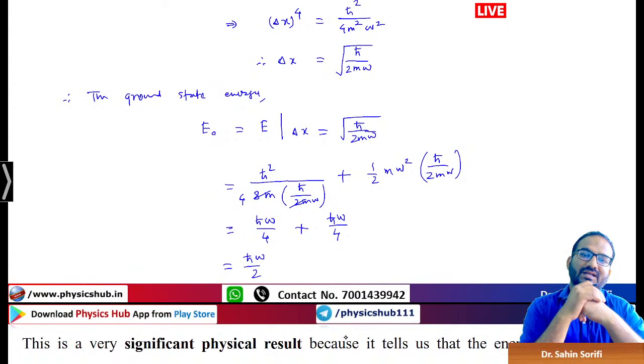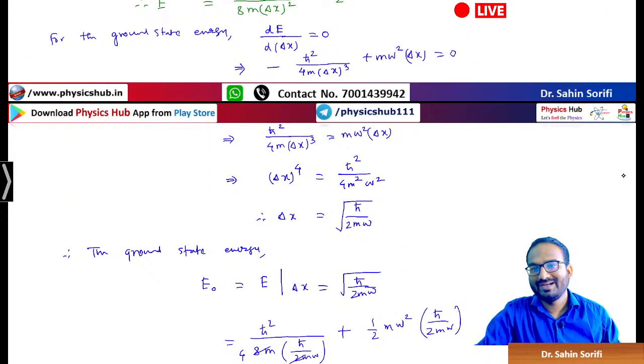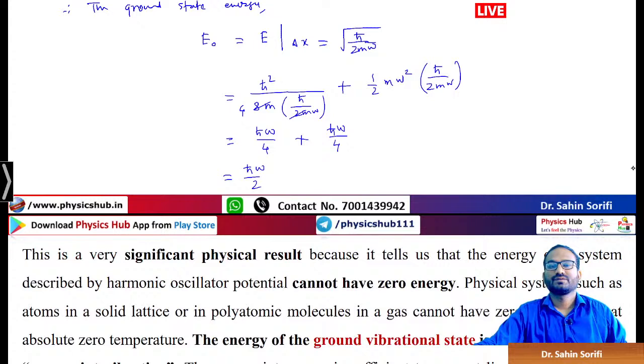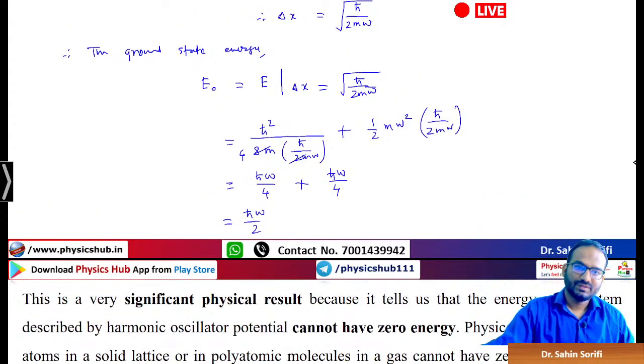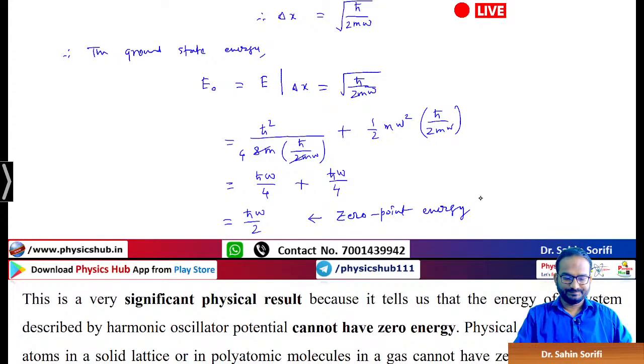So ground state energy of harmonic oscillator is not zero, it is non-zero. This is known as the zero point energy.